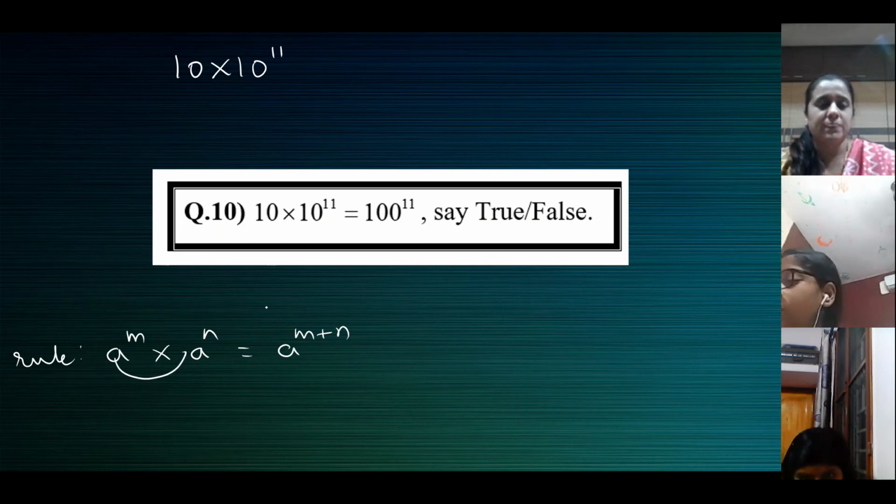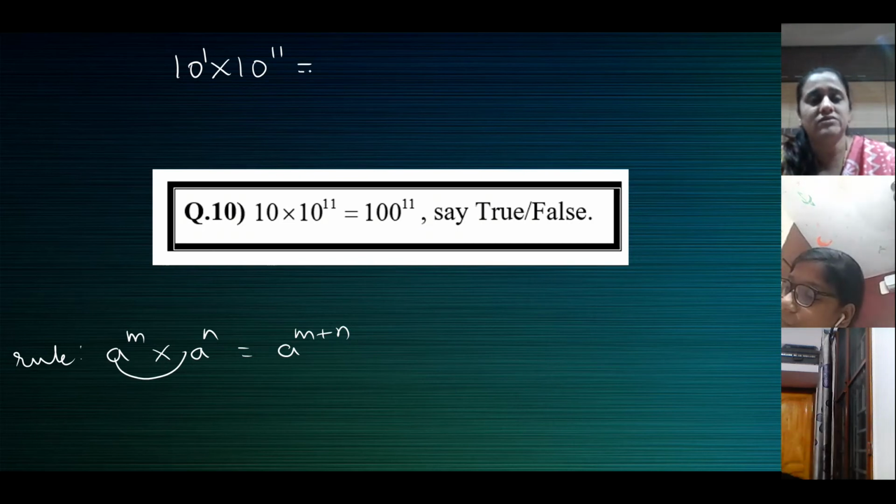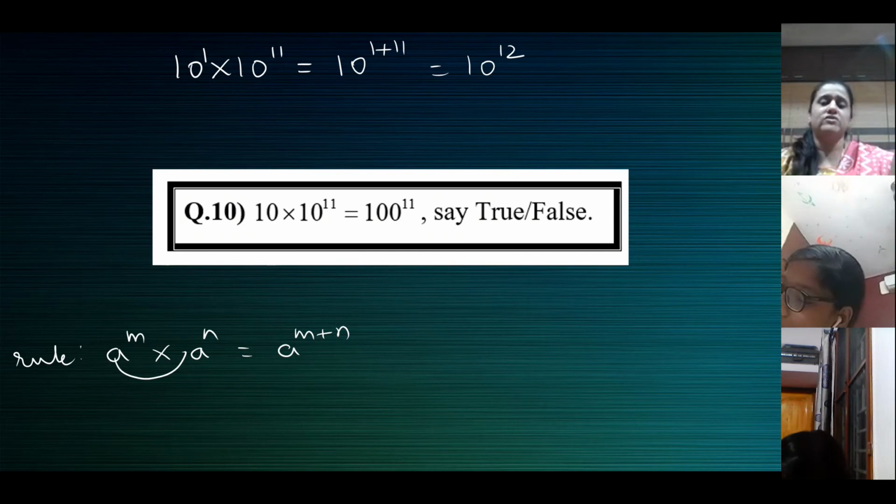This is the rule. So here 10 to the power 1 into 10 to the power 11. Bases are same. It's multiplication, so we need to add the powers. 1 plus 11, so it's 10 to the power 12. But the given answer is 100 to the power 11.